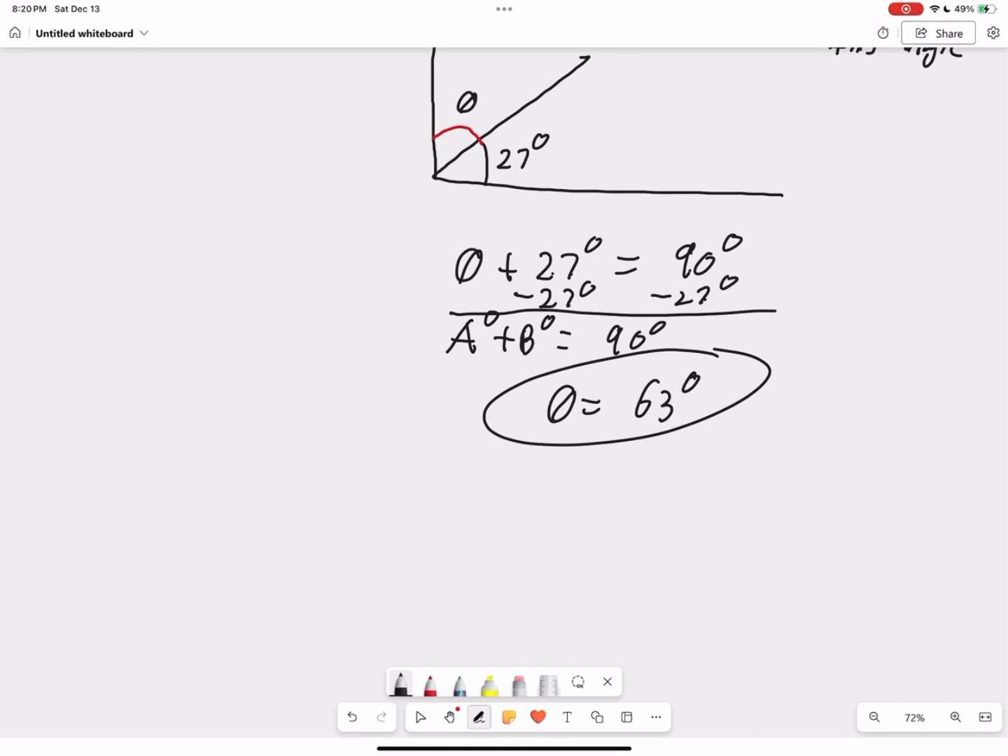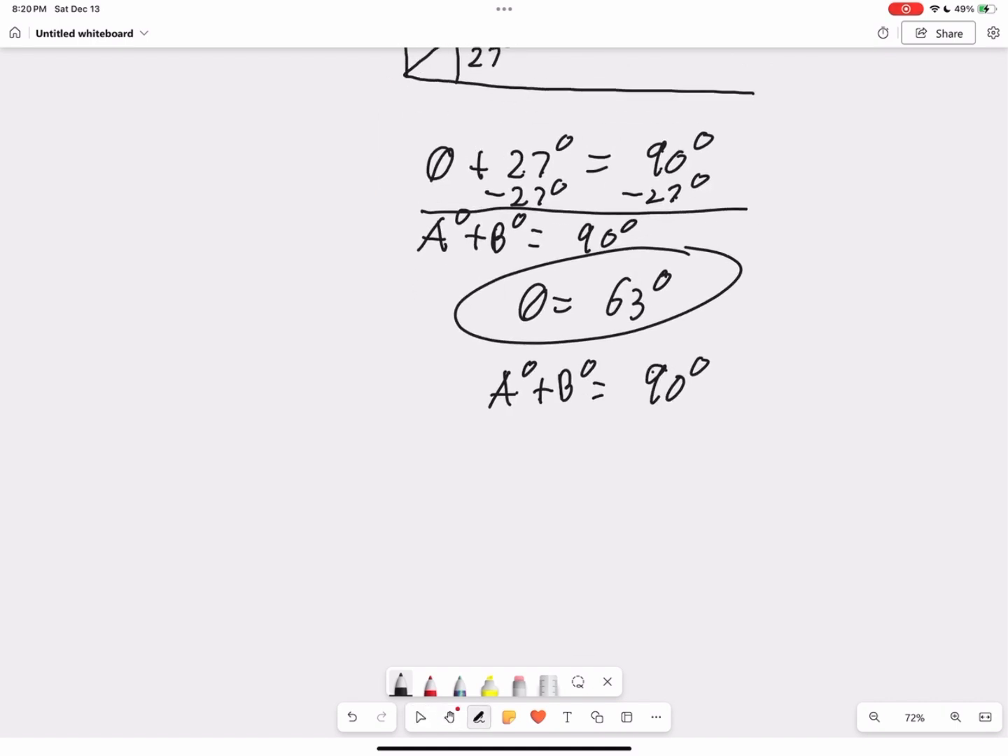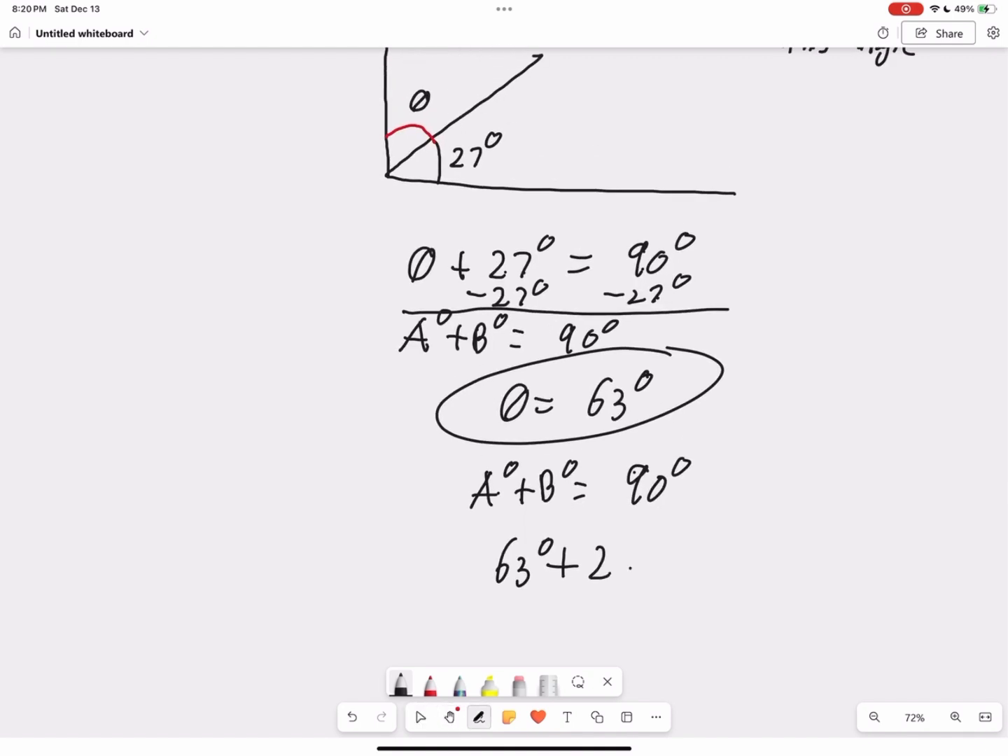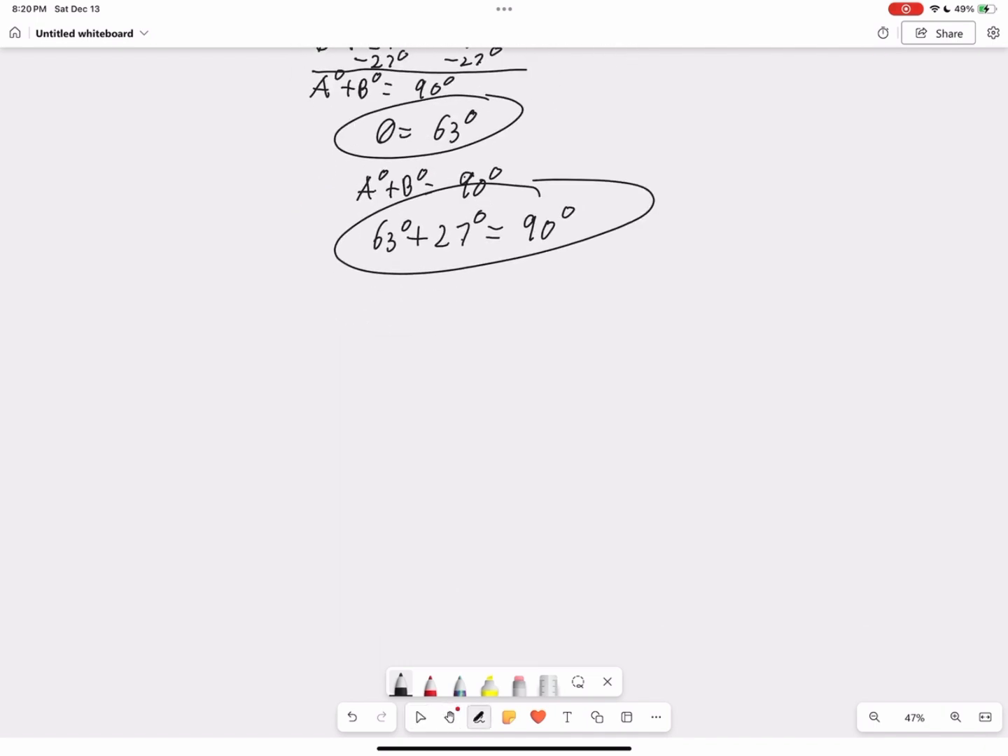So let's plug it in. If we do angle A plus angle B equals 90 degrees, this angle that we found, when combined with the other angle that they gave, should give us 90 degrees. So let's do 63 degrees plus 27 degrees equal to 90. So this is true. Okay, great.